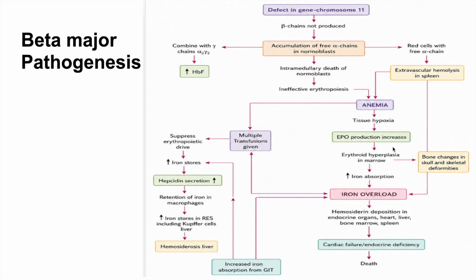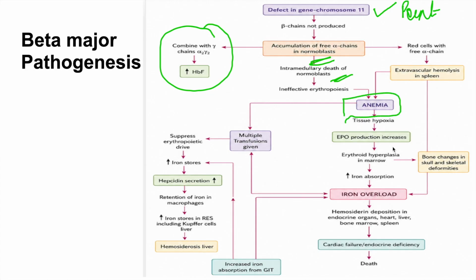Now, what is the pathogenesis? There is a gene defect on chromosome number 11. The point mutation takes place over here. Beta chain is not produced. Now, the alpha chain will bind to the gamma chain to form HbF. Otherwise, it will remain in the normoblast. It will cause the death of the normoblast and will cause anemia.